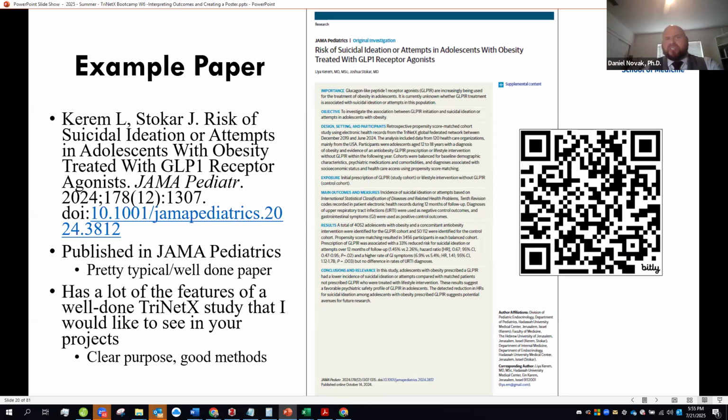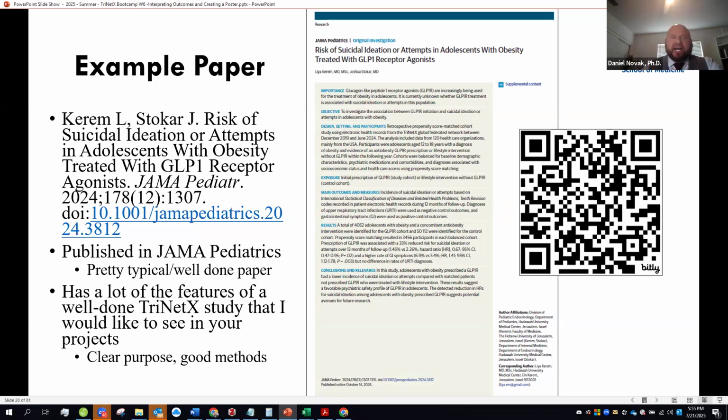It's a study looking at suicidal ideation or attempts in adolescents with obesity who are treated with GLP-1, I believe specifically semaglutide. This was published in JAMA Pediatrics, and it's a pretty typical but very well done paper. As those of you know, pediatrics is a very difficult area to conduct human subjects research in. So this is a really good way for us to track what happens when we're giving kids GLP-1s or when physicians are prescribing that.